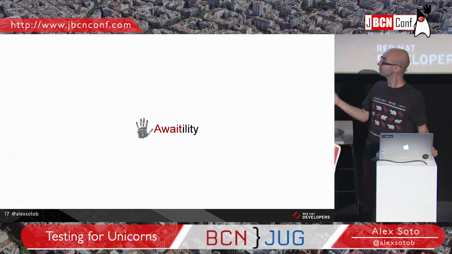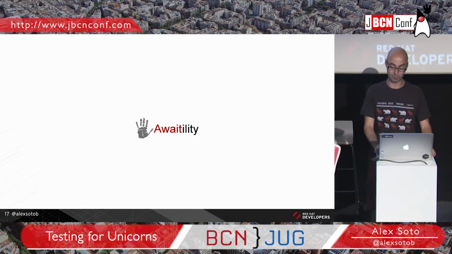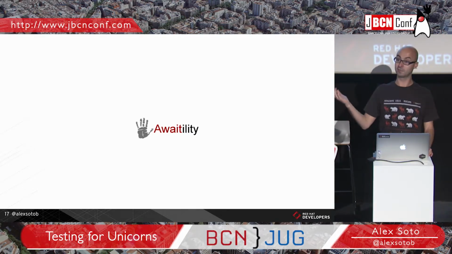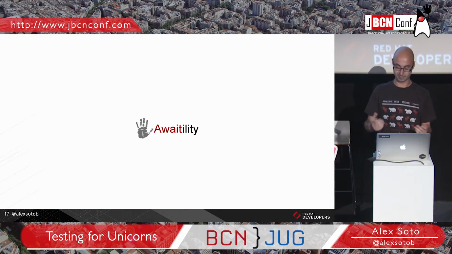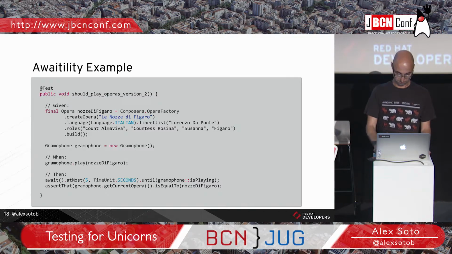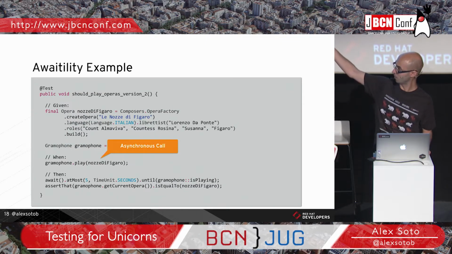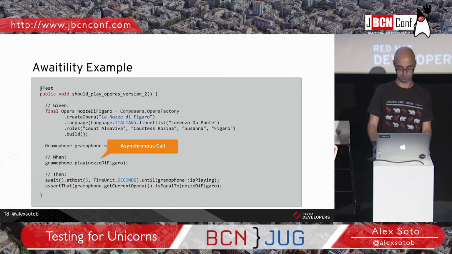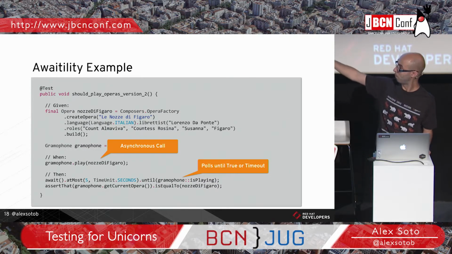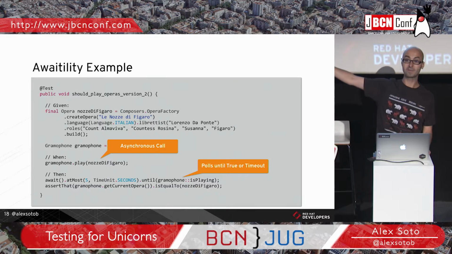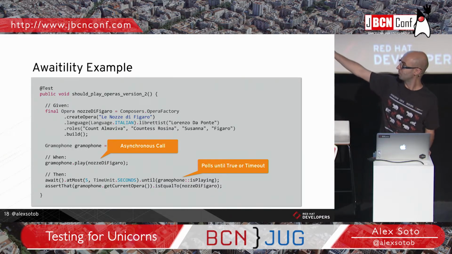So to fix this, there is a project called Awaitility. Awaitility is a DSL that allows you to express expectations in an asynchronous system. And it's really easy. This is exactly the same. We have here an asynchronous call. And then what we're doing here is just polling at most 5 seconds until grab_on_phone is playing returns true.